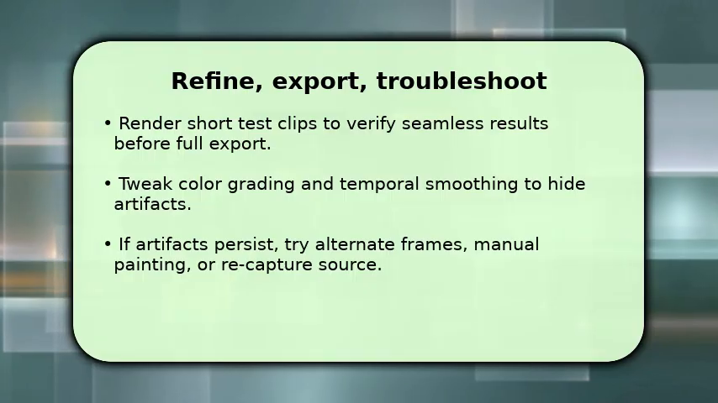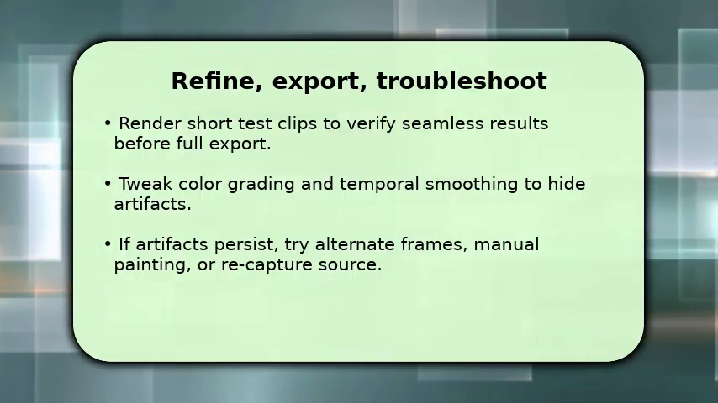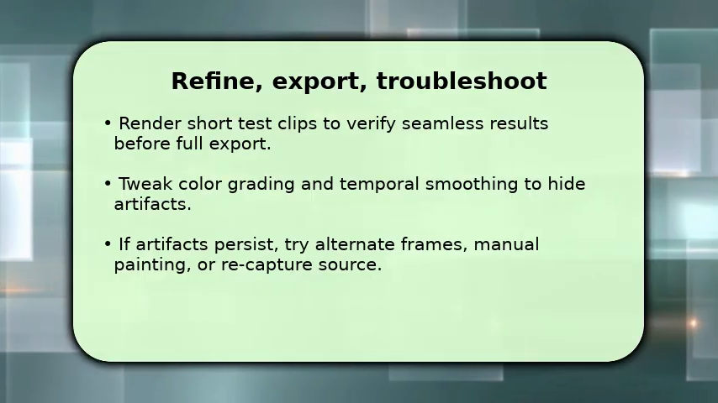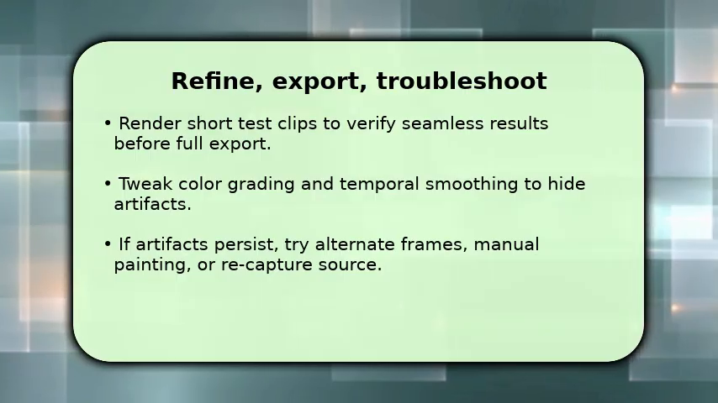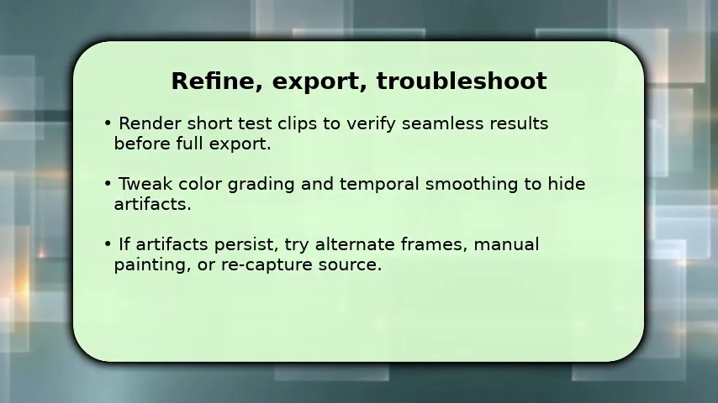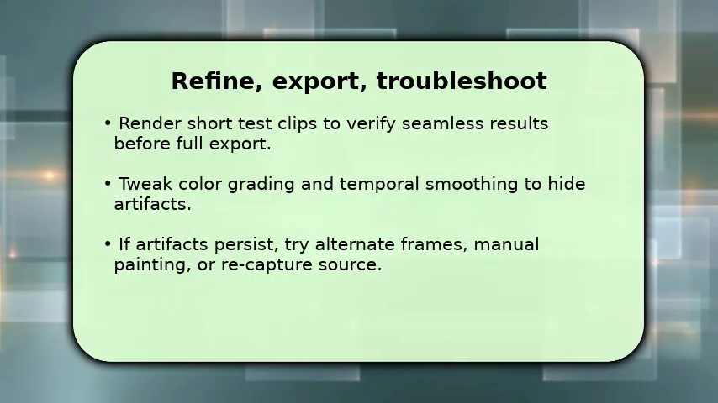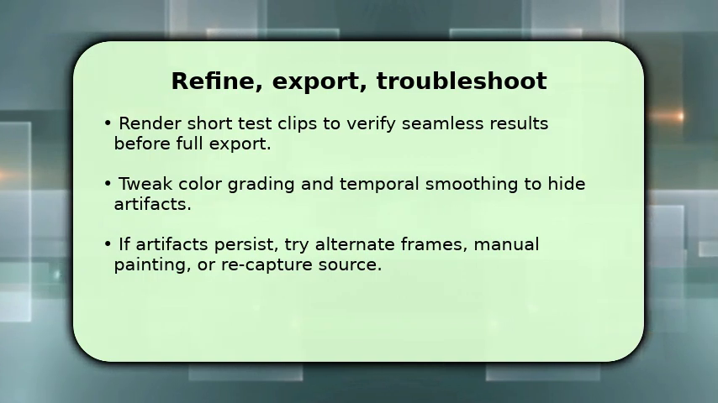Once satisfied, export using original codec settings to preserve quality. If you still see remnants, go back and manually paint problem frames or use a different in-paint algorithm. Sometimes recapturing or sourcing cleaner footage is fastest. One troubleshooting tip: if repairs shift or jitter, check and correct the motion track or convert to a stabilized reference before.